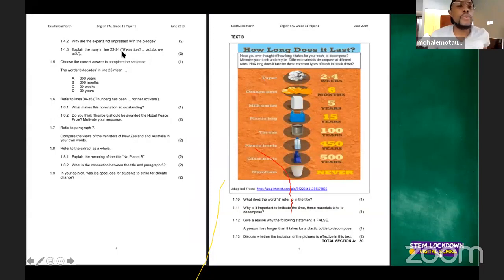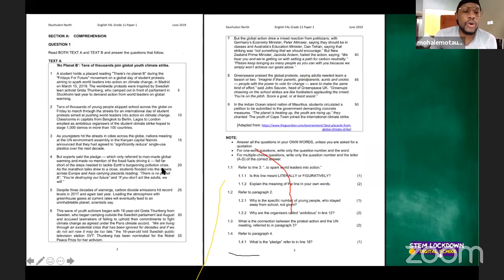Sorry. Then we are on question 1.4.2, still answering your questions. It says, why are the experts not impressed with the pledge? Now, remember, they are not only asking for the reduced usage of plastics. They're also asking about fossil fuels that are causing global warming and pollution as well. So the experts are not impressed with this pledge because they are only addressing one thing out of the 3 things that they've asked for.